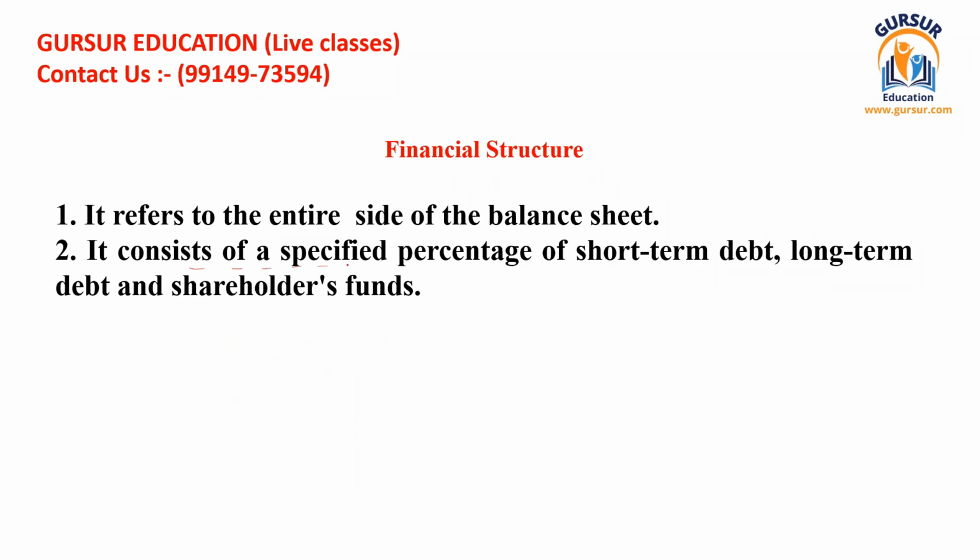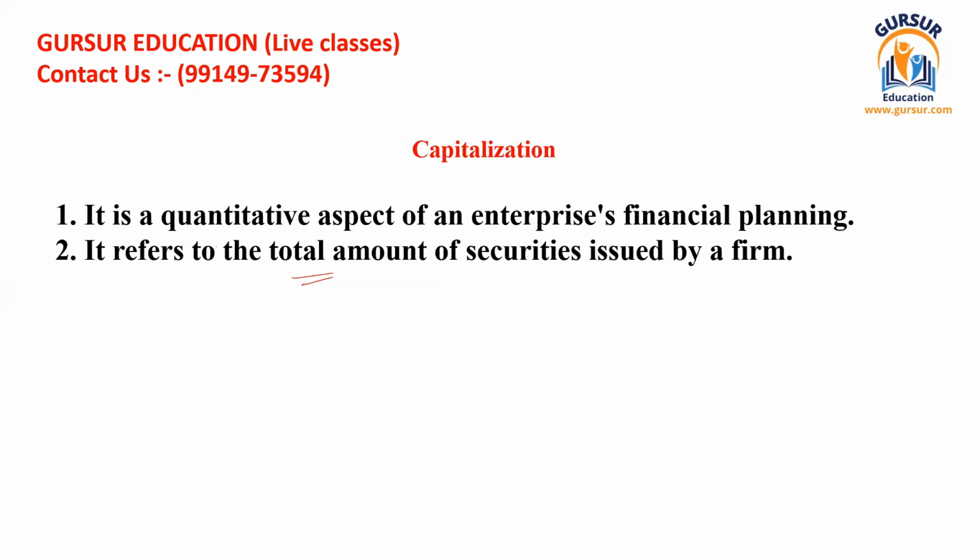So it can consist of a specified percentage of short-term debt, long-term debt, and shareholder funds. So they categorize the liability side into three parts. The first are short-term debts like creditors, bills payable, etc. Then long-term debts, these are debentures, and finally the shareholders' funds. This is equity capital. So I think you have got the idea regarding capitalization.